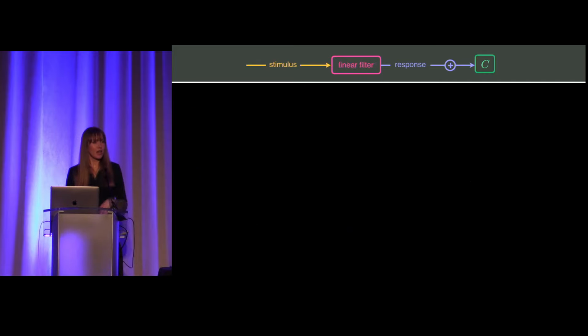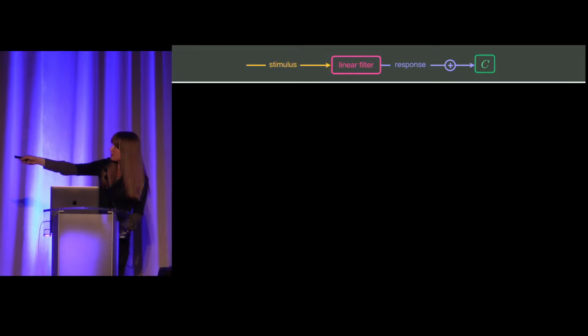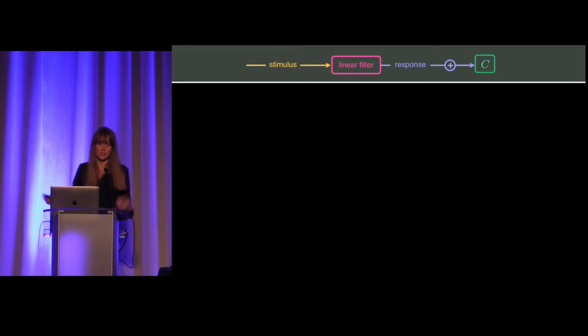Okay, so up until now, we've been thinking about how to design a single tuning curve. But as I mentioned, people have been using these ideas to think about designing other sorts of response properties. Things like a linear filter, for example, so something like a receptive field.